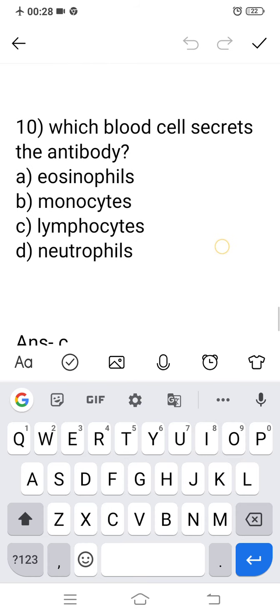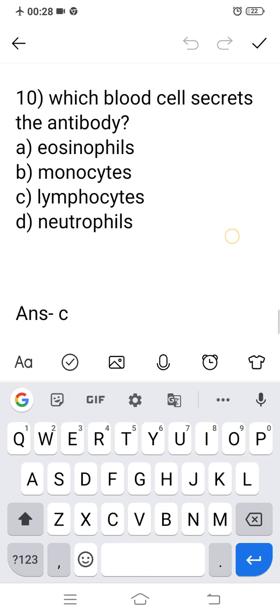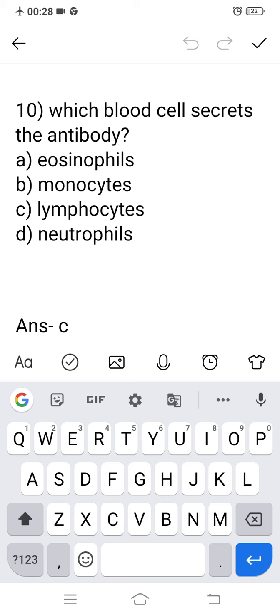Question number 10, which blood cells are related to the antibody? An antibody is a type of substance which protects our body. Option A, eosinophils. Option B, monocytes. Option C, lymphocytes. Option D, neutrophil. These four options are types of WBC or white blood cells. So option C, lymphocyte, is the right answer.